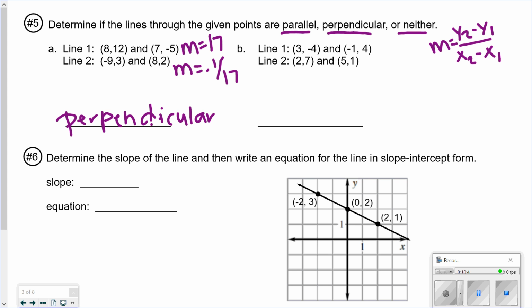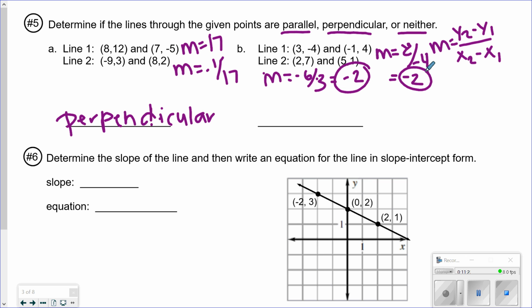For part B, I want to find the slopes again of each line. So for line 1, when I plug these coordinates into my slope formula, I end up getting that m is equal to 8 over negative 4, which simplifies to negative 2. And when I plug these coordinates into the slope formula for line 2, I end up getting that m is equal to negative 6 divided by 3, which simplifies to negative 2. So I have a slope of negative 2, a slope of negative 2. Those are the same. So these lines then are parallel.